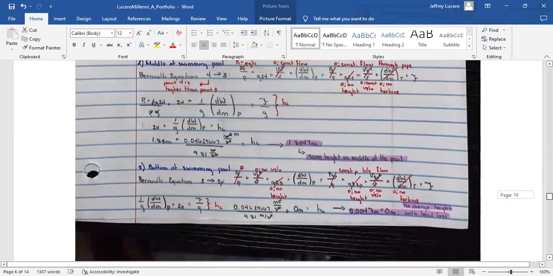For part 3, the bottom of the swimming pool, there's a lot you can cross off because it's at the bottom. So we end up with 1 over G times the work plus Z3. So we know that Z3 is 0 meters, and this is 0.0047 meters, which is approximately 0 meters. There's no change in height with the head loss. So the pump work and the head loss are very equivalent in this problem.